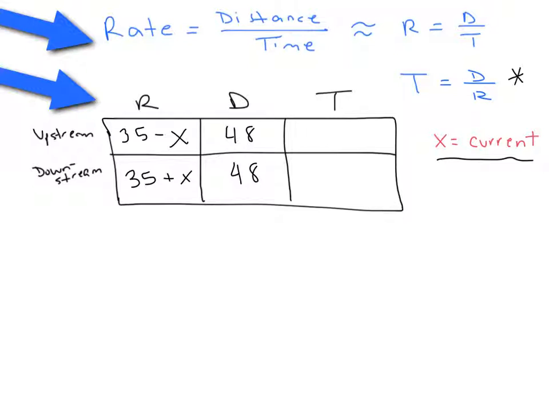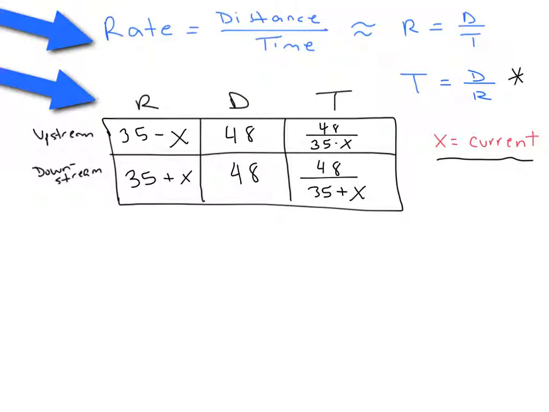Okay, now is when we use our formula. T is equal to distance over rate. So the time for the upstream would be 48 divided by 35 minus x, and the time for the downstream would be 48 divided by 35 plus x.